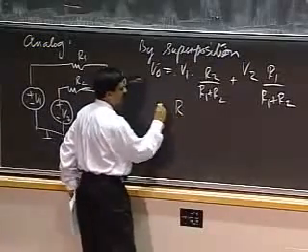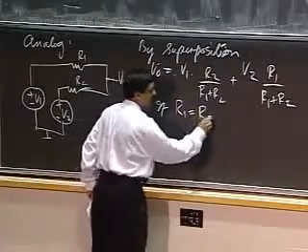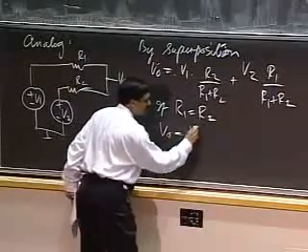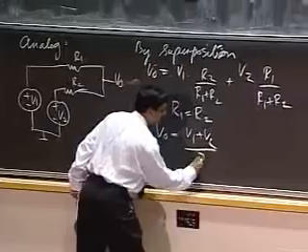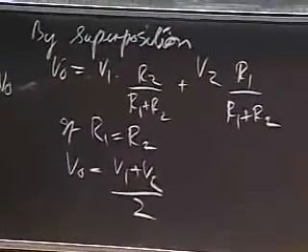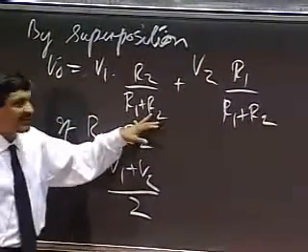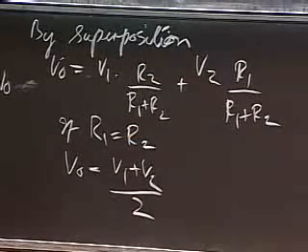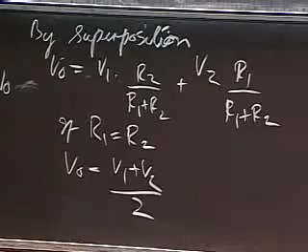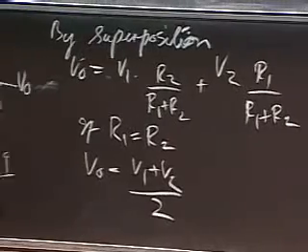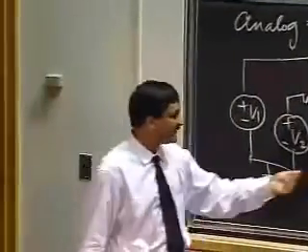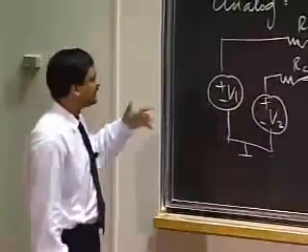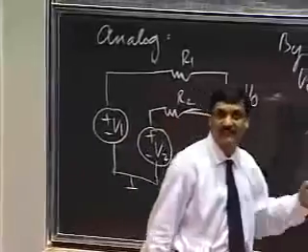So let's say if I chose R1 to be equal to R2, then V0 would simply be V1 plus V2 divided by 2. If these two values were equal, I simply get the output is the average of the two voltages. So this is an adder circuit. It adds up these two voltages. Or more precisely, it's an averaging circuit. It takes the voltages and gives me the average value.